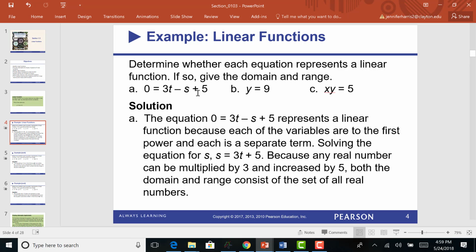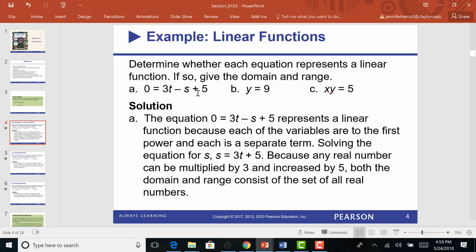In order for it to be a linear function, what did we just say? No variables on the bottom, no exponents, and it has to have a letter by itself. Okay, so make sure I heard what y'all said. One variable has to be by itself, no exponents, and no variables on the bottom. If we can do that, then we can consider it a linear function.